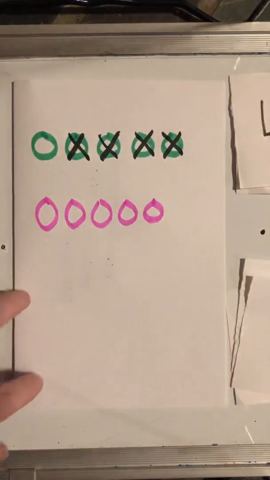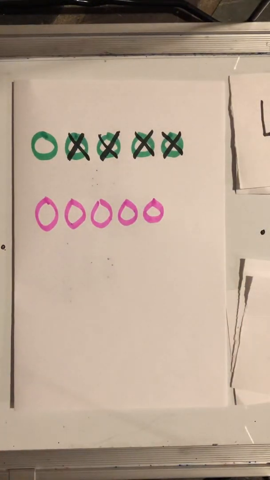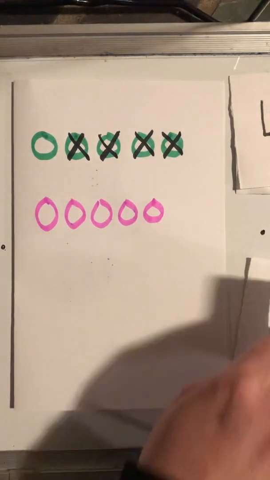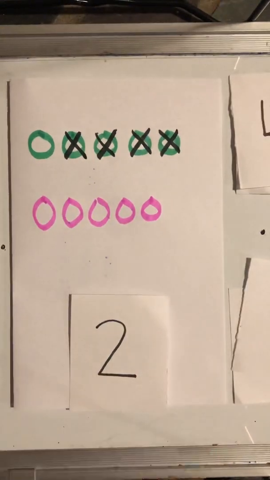I wouldn't draw more than 6 or 7 at this time. Don't draw any more than that yet, okay? And then you pick a number. And how many am I taking away? 2 of them. So I'm going to take 2 away.